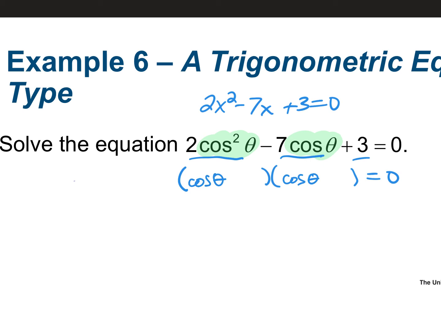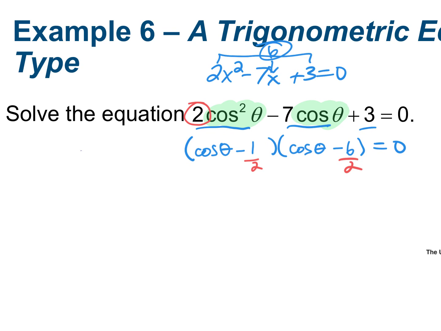Now, what are the values that will multiply to give me a positive 6, but add to give me a -7? -1, -6. Good. Same rules apply. Since my a term is not 1, what do you do? You put the 2 underneath both of them. Everybody with me? Okay. 1 over 2 doesn't divide pretty, so this becomes 2 cosine theta minus 1. 6 divides by 2, nice and pretty, so this becomes cosine theta minus 3 equals 0.